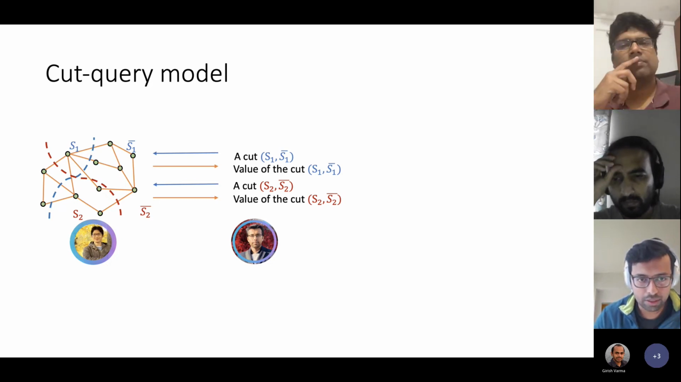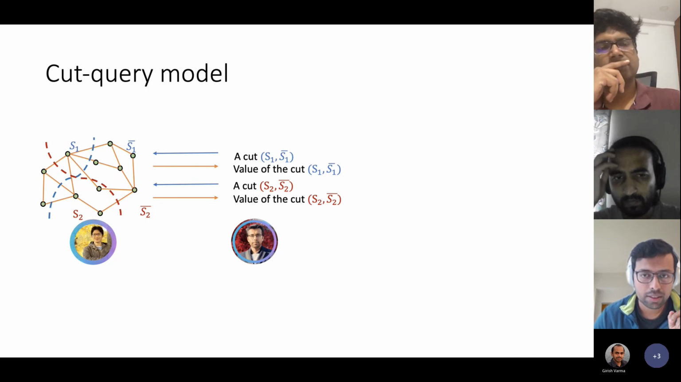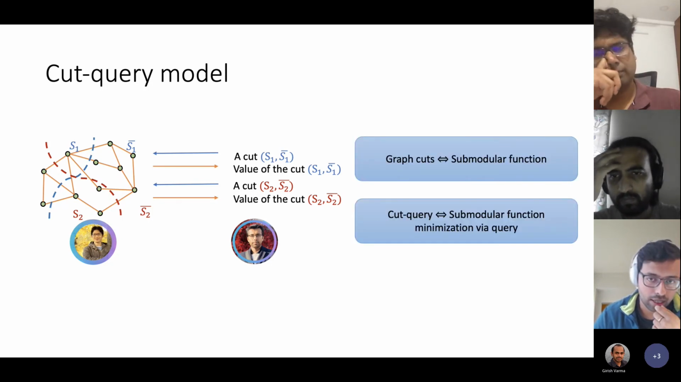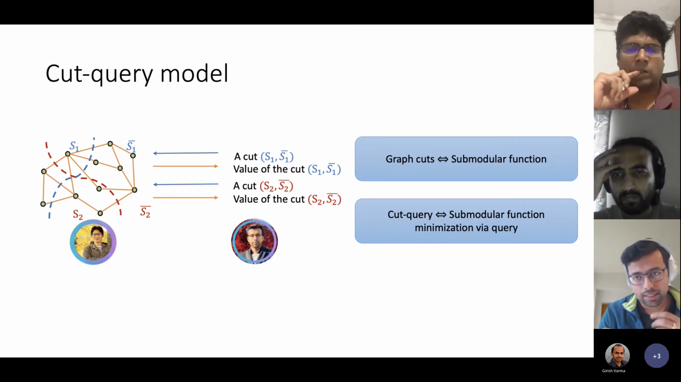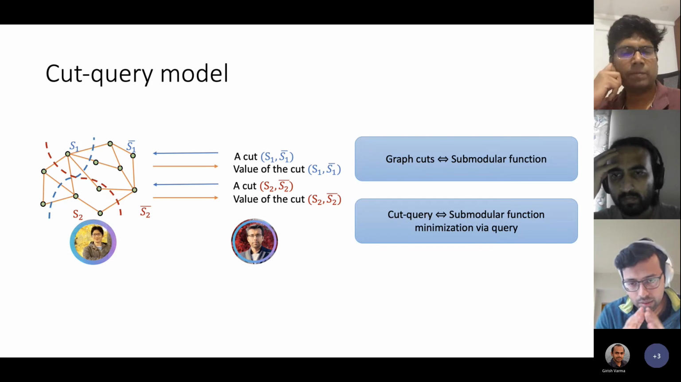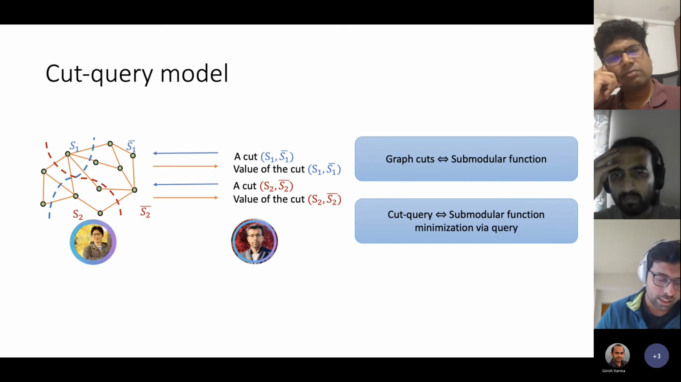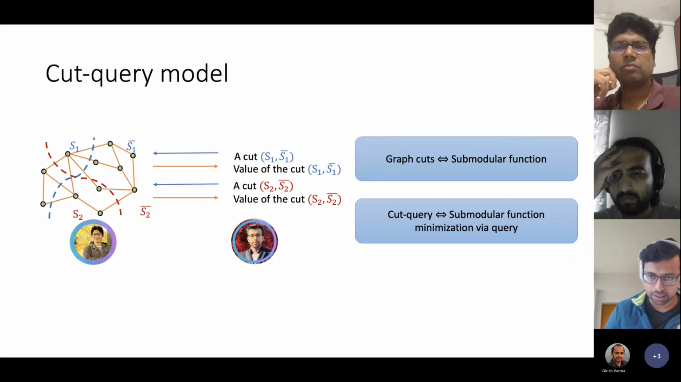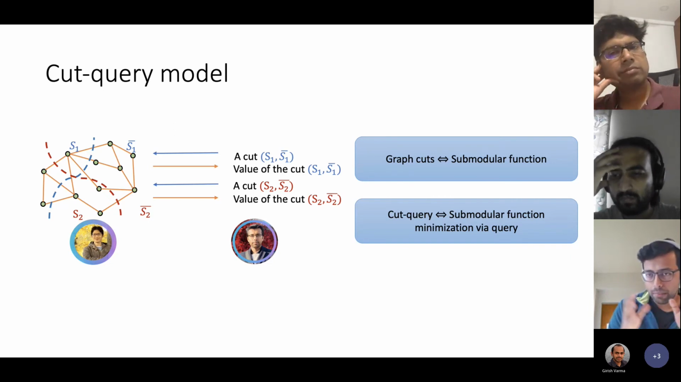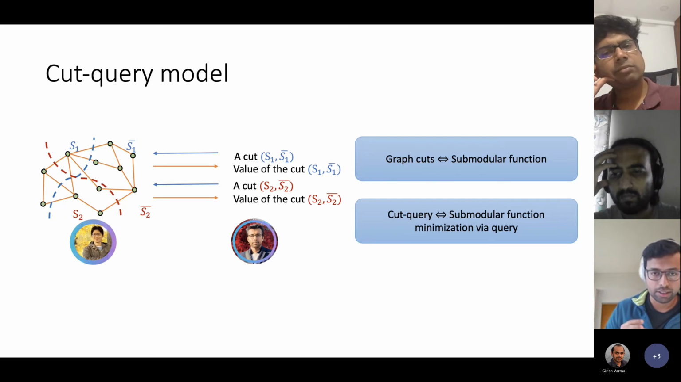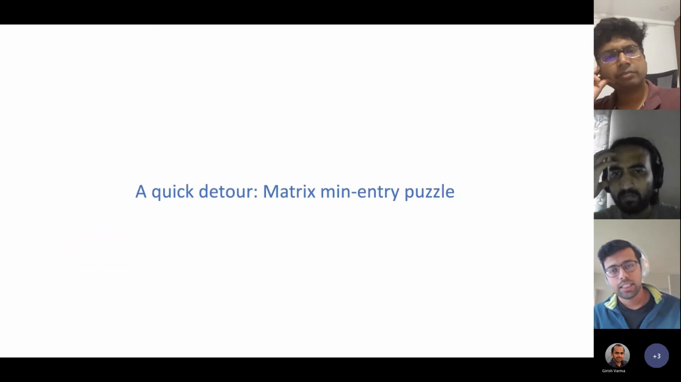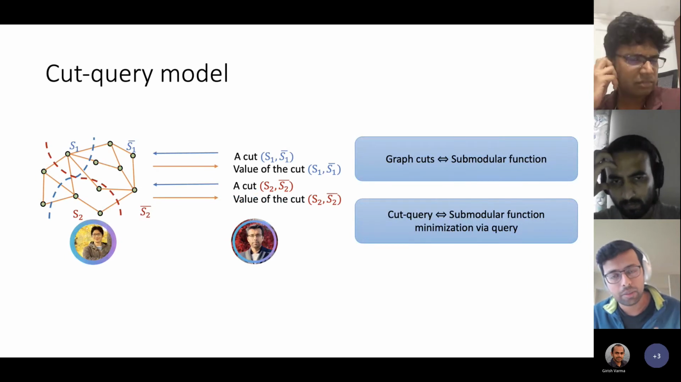This is the intuitive reason why this model is interesting, and there are other formal reasons for it, and I will not go into them. But for those people who know, this graph cut function is a particular function in a family of functions called submodular functions. In the submodular function family, the main question is submodular function minimization, and this cut query actually mimics that submodular function minimization question very nicely. So this is the definition of the model.